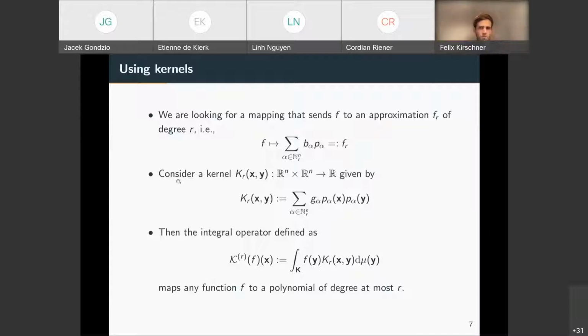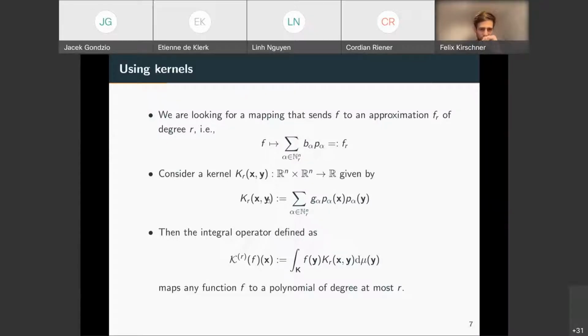And we can do that by considering kernels, which depend on R. So for every R, so for every degree that we're interested in, we get a different kernel that takes as input 2 vectors x and y, and is defined by this sum of products of polynomials. So the p alphas are again just the polynomials from the orthogonal system, and then we multiply them together, one with the x variables, one with the y variables, and then we get a kernel.